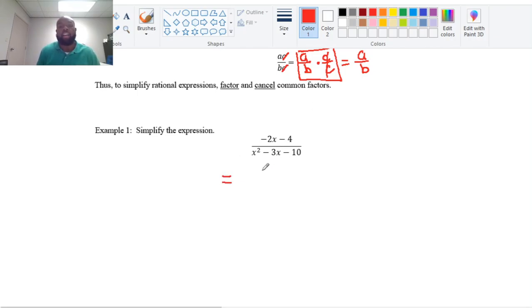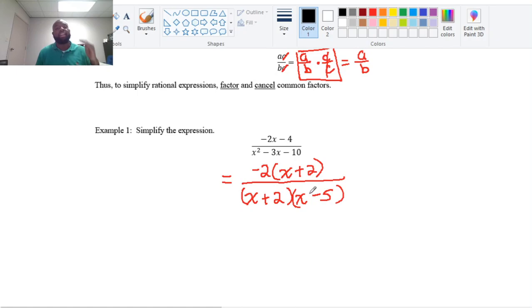If I factor my numerator, I can factor out a GCF, which is negative 2. That's going to leave me with an x plus 2. Factor out a negative, both terms become positive. And the denominator is a quadratic expression with a leading coefficient of 1. So we know that it factors into two binomials where x is in your first terms. We have to find two numbers that multiply to give us negative 10, but add up to negative 3. A positive 2 and a negative 5 work for that. Now that I see that in factored form, I look across the numerator and the denominator to see if I have any common factors. Since I do, the x plus 2's are the common factors.